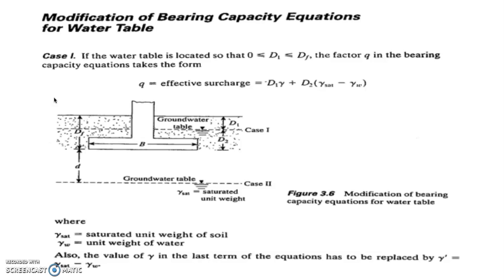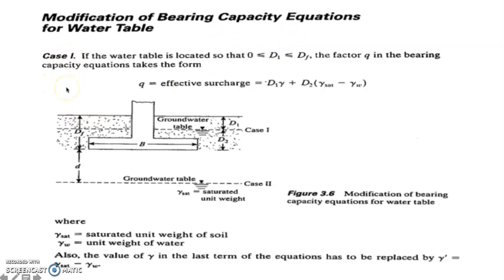So we have here a modification of bearing capacity equations for water table. We have now the presence of a water table. A while ago, there was no water table. Now there is a water table. How do we compute for the bearing capacity equation?